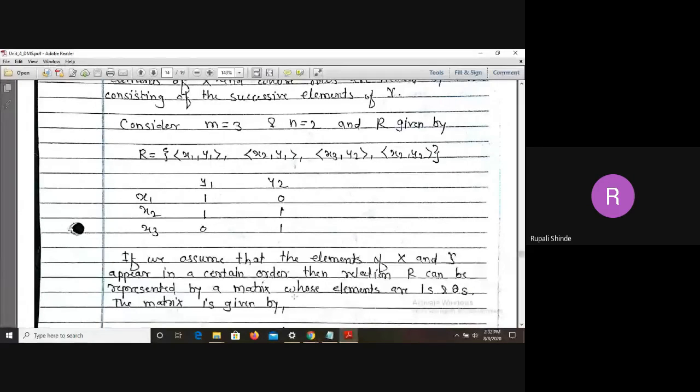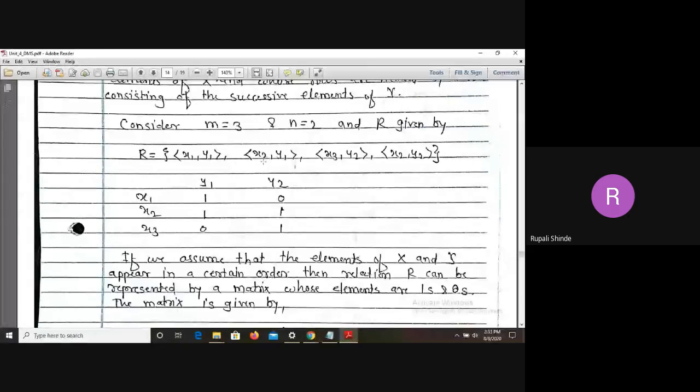Okay. So now we have to check what elements are present in the relation. Either you can read the relation from this matrix, or from the relation you represent 1 or 0 in the matrix. Now consider the first order pair x1 comma y1. x1 is the row, y1 is the column. So that element is present in this given relation, so we have to represent it by 1. So we have written 1 here.